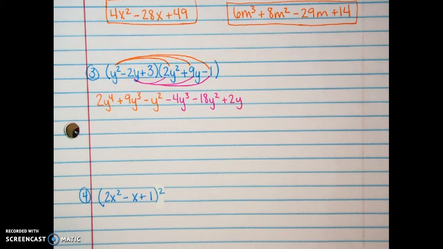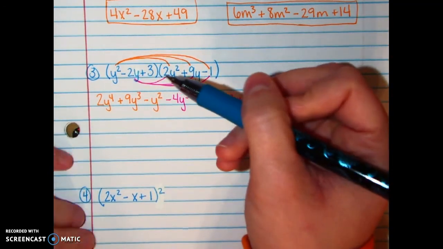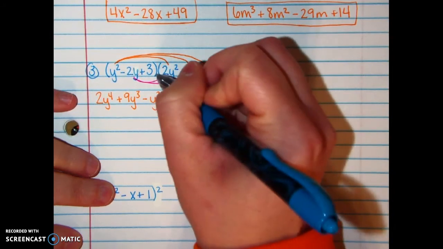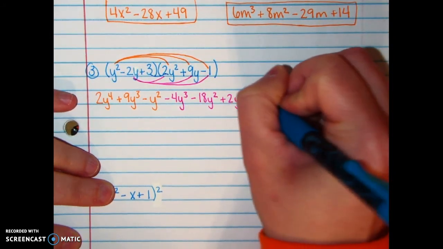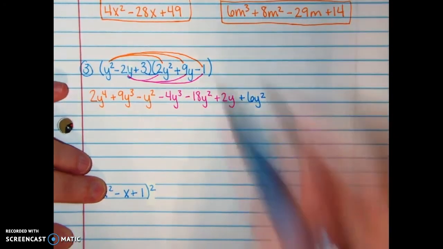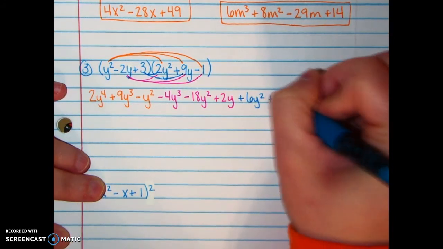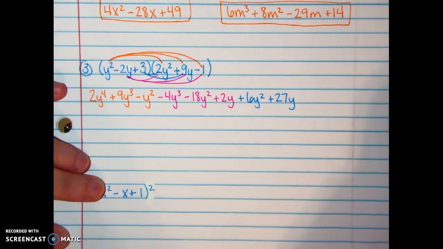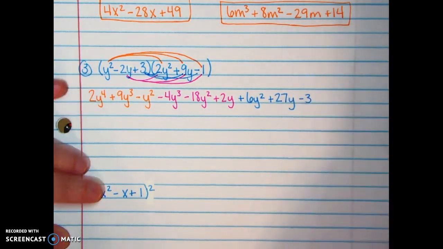Okay, I need one more color. I guess we can do blue. So the blue will be the 3. So 3 times 2y squared is a positive 6y squared. And then 3 times 9y is a positive 27y. And 3 times negative 1 is negative 3.